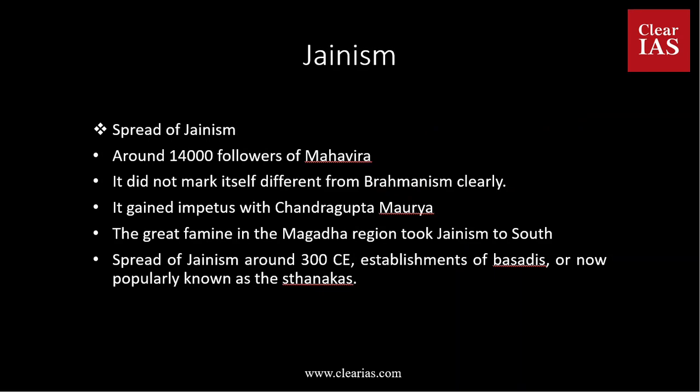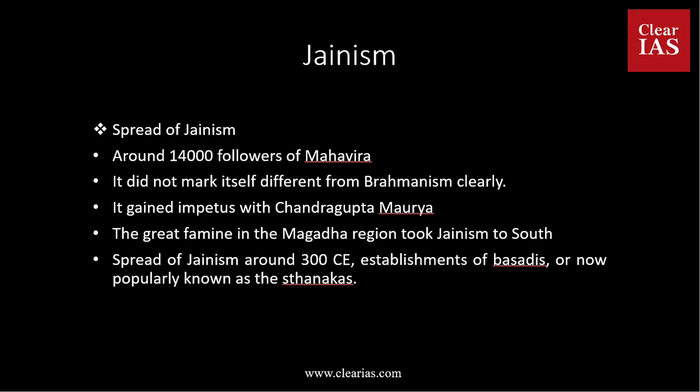So when we speak of Jainism and its popularity, it is to be seen that around 14,000 followers were there for Mahavira, and 14,000 was a very significant number. I mean, it is a significant reach, and especially at a time when society was still evolving, population was relatively less, and Vardhaman Mahavira had 14,000 disciple followers then. So that means that he had a wider reach even at that point of time.